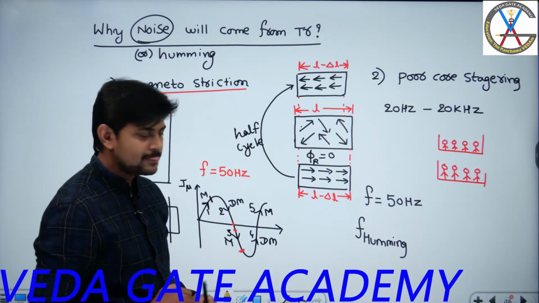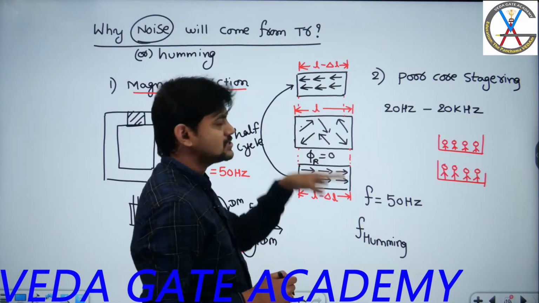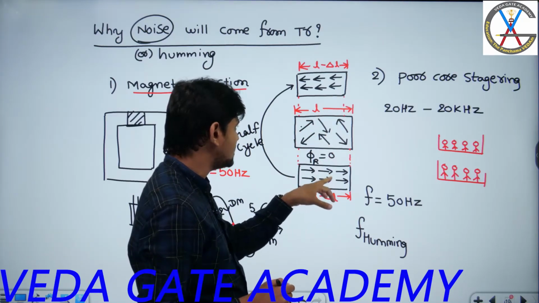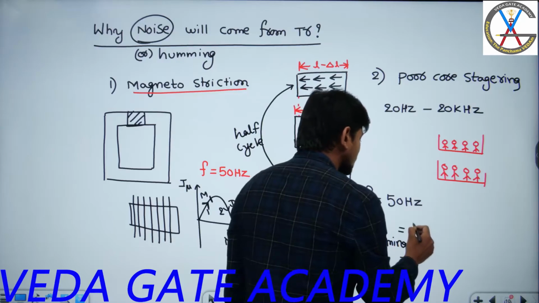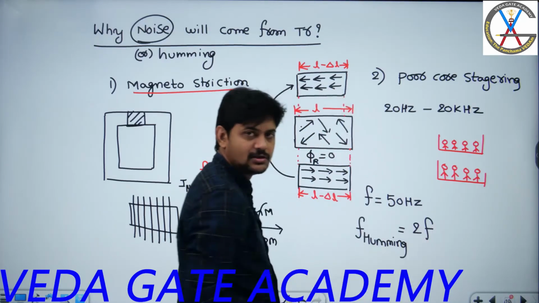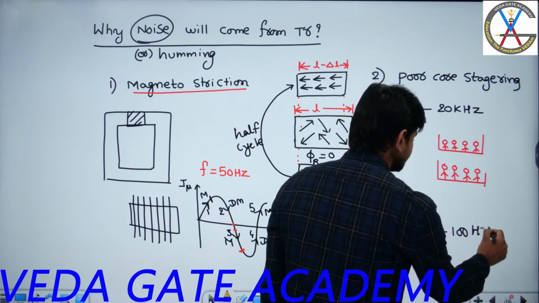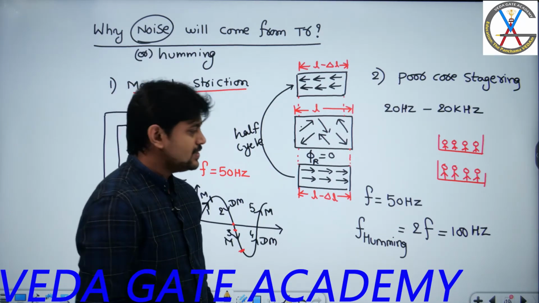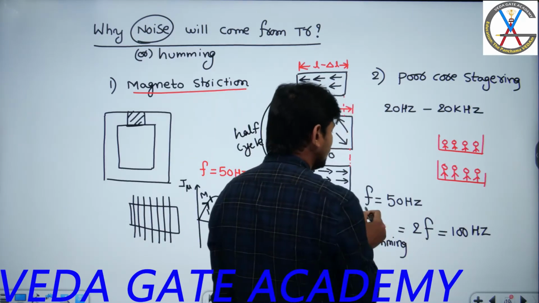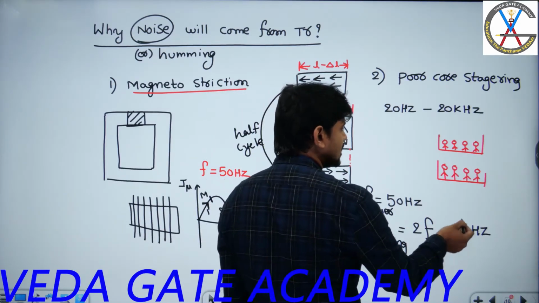Go through that video, okay. So for every half cycle, the changes in the dimensions also take place, from L to L minus delta L and back again. So the frequency of humming is always twice the supply frequency. That means you are going to get 100 Hz. The frequency of the humming becomes 100 Hz. Obviously, the power frequency is always 50 Hz, so the frequency of humming is around 100 Hz.